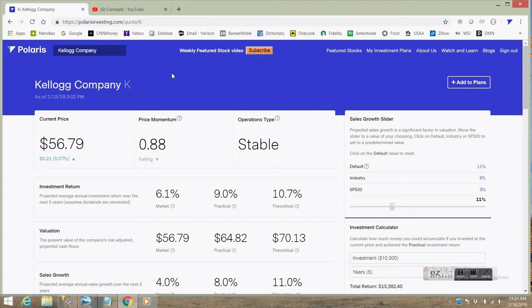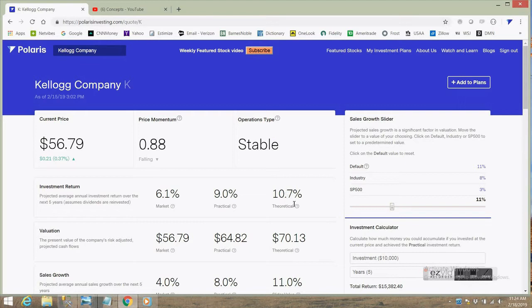I'm assuming that the viewer of this video is familiar with this ticker page, has watched other videos or is a subscriber to the Polaris website and has access to this page on the website. So I'm going to briefly go over it, but I'm again going to assume viewers are already familiar with it.